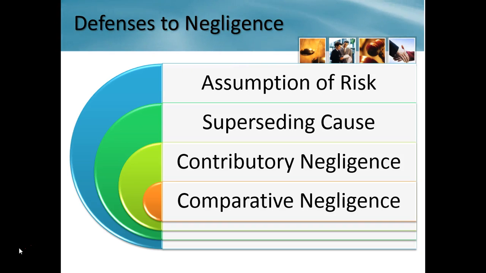Often, the plaintiff is partially at fault in an accident. Under the doctrine of contributory negligence, any fault of the plaintiff is a complete bar of recovery. Under comparative negligence, fault is apportioned between the parties. Thus, if the defendant is 80% at fault and the plaintiff is 20%, the defendant is responsible for 80% of the damages. The plaintiff would be responsible for 20% of the defendant's damages.